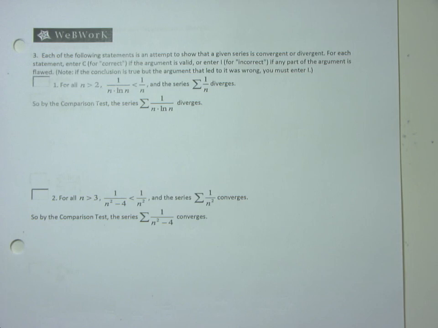It says this, quote: each of the following statements is an attempt to show that a given series is convergent or divergent. For each statement, enter C if it is correct, if the argument is valid; enter I for incorrect, so C or I, okay? Or any part of the argument is flawed, any part of it. Note, if the conclusion is true, but the argument that led to it is wrong, you must enter I.